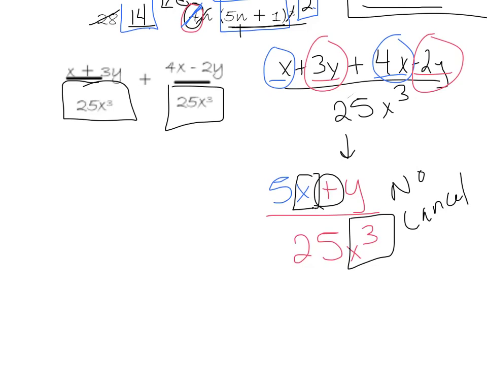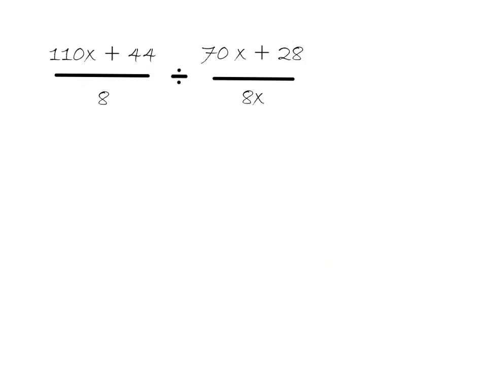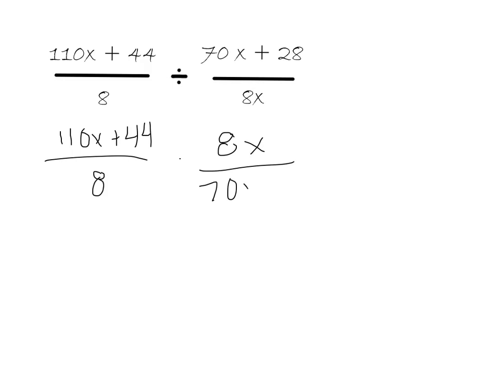Moving on, one more example. Division. Just as easy as multiplication, except you just have to flip it first. So, keeping my first term the same, multiplied by the flip of my second. Alright.